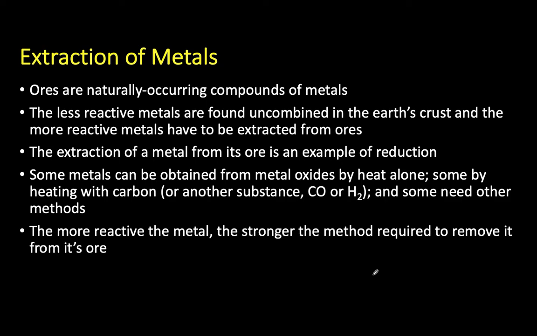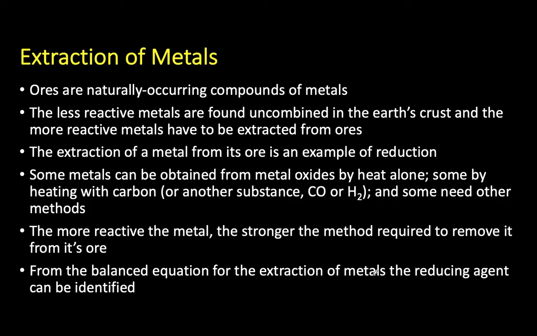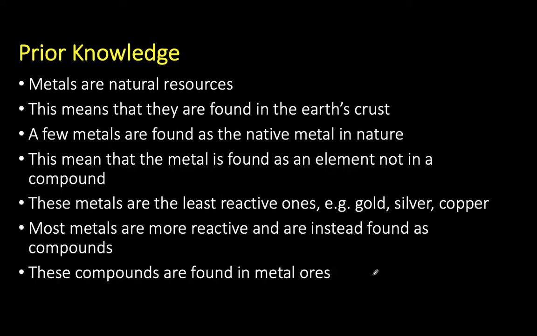The more reactive the metal, the stronger the method required to remove it from its ore. So the more reactive the metal, the higher up the electrochemical series that metal is, the harder it is to get it out of its compound, and the more energy is needed to extract it from its ore. From the balanced equation for the extraction of metals, the reducing agent can be identified. Now, the reducing agent is what causes the metal ions to be reduced to metal atoms, and we'll talk more about that later. So, here's what you should already know before going into this lesson.